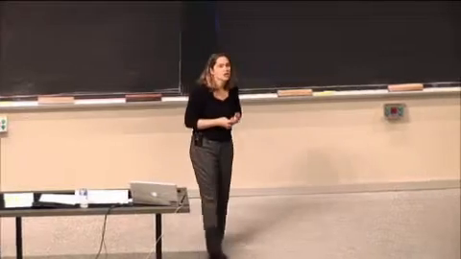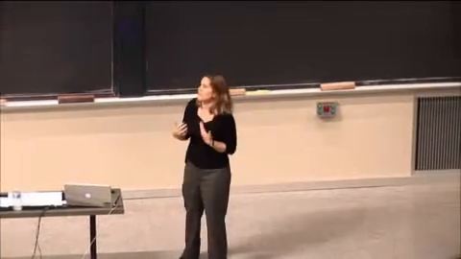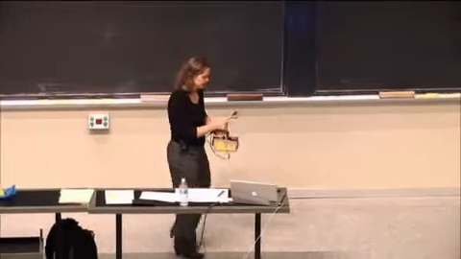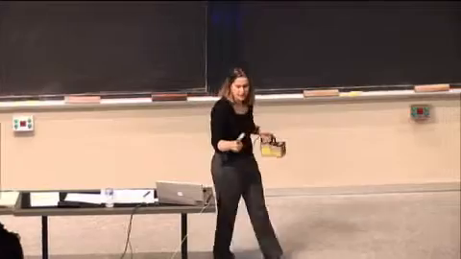With chemical kinetics, we're usually talking about the change in concentration of things over time. But with nuclear kinetics, we're talking about the number of decay events, the number of nuclei that have decayed. With nuclear kinetics, we measure these events using a Geiger counter. This can measure radiation.